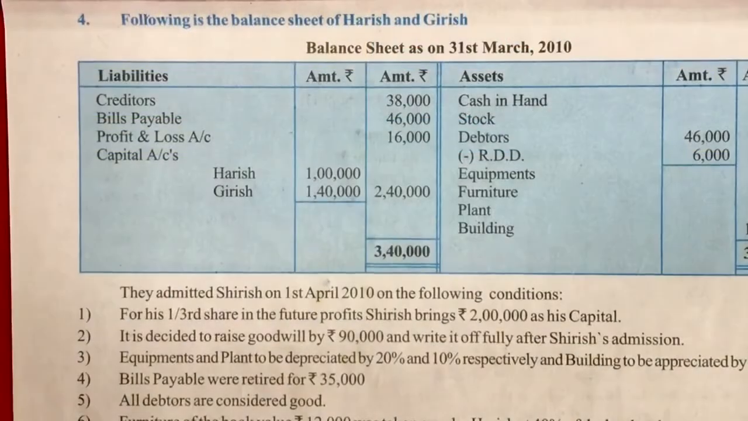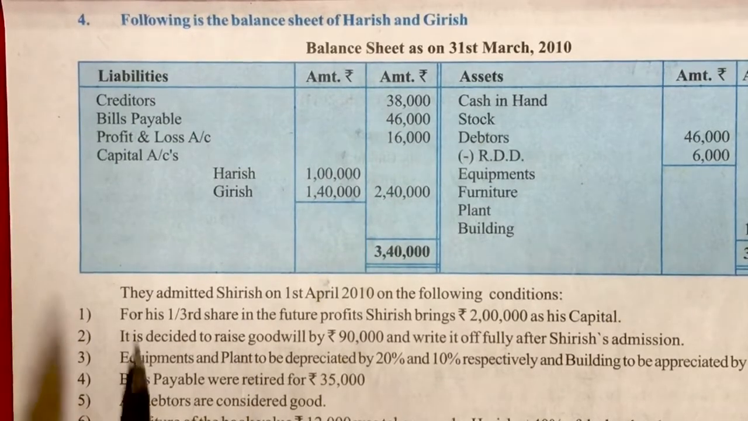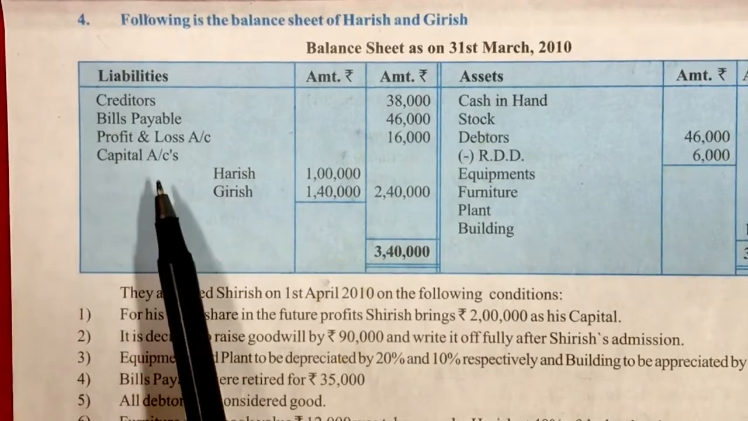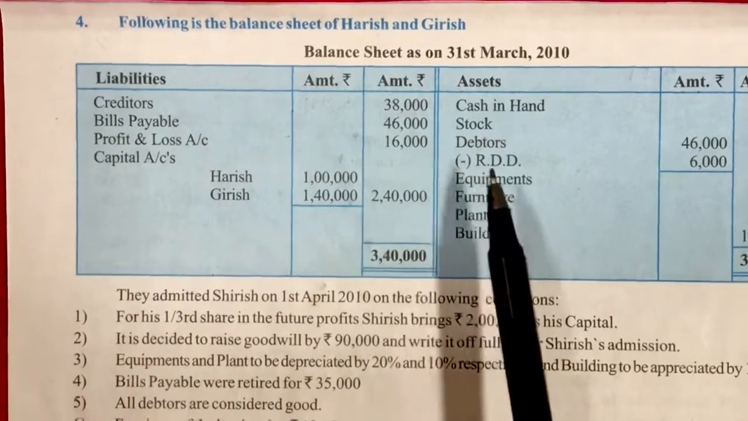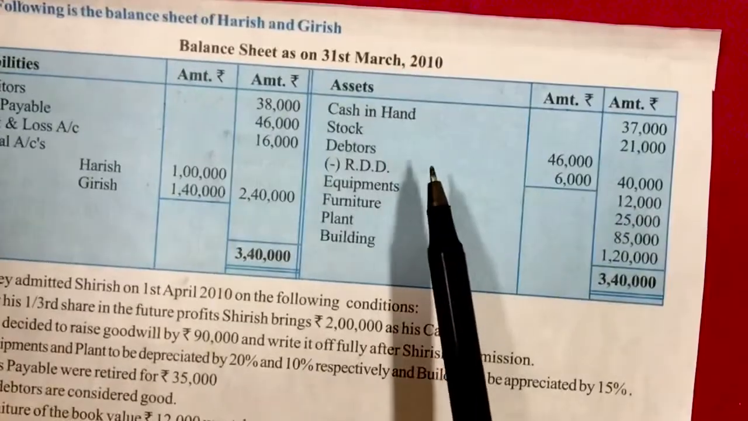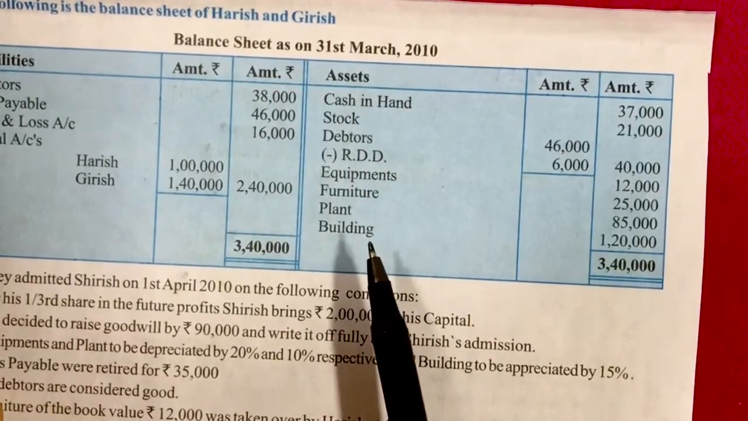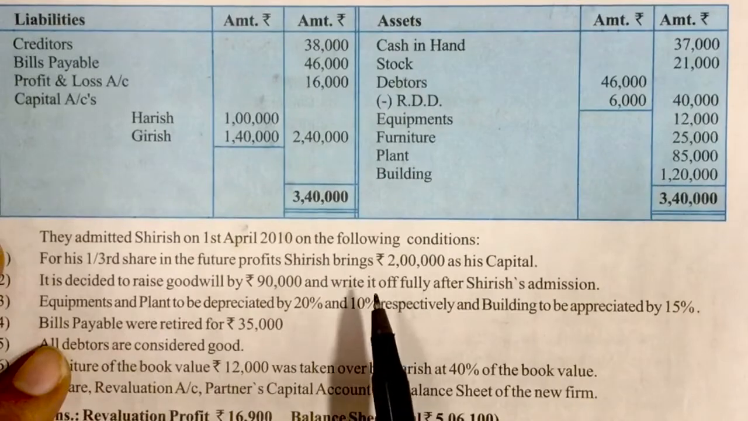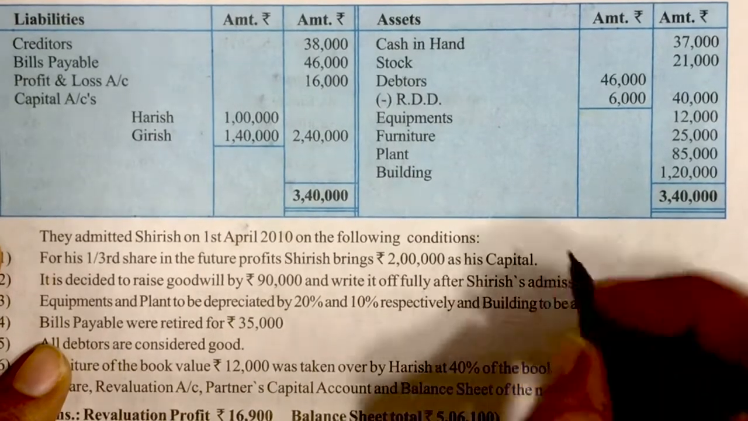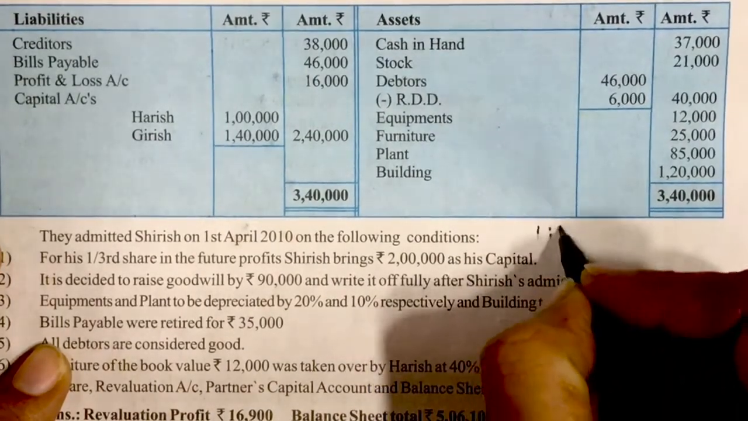Let's start another sum of admission of partner. Following is the balance sheet of Harish and Girish. Balance sheet is given to us. Creditors, bills payable, profit and loss, capital account, everything is given. See cash in hand. Stock, debtors, RDD, equipment, furniture, plant and building. Profit sharing ratio is not given to us, so it is equal.